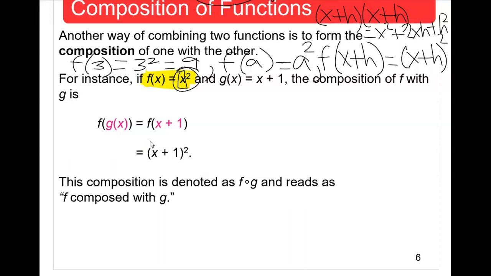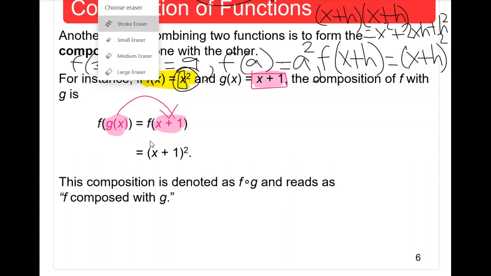Okay, so what we're going to do now is substitute x with the whole function that comes from g of x. As you can see here, the equation for g of x is x plus 1. So that is what we're going to substitute inside the function f.